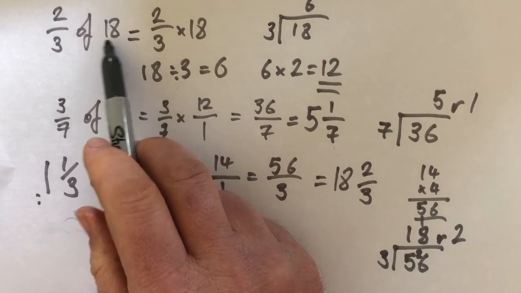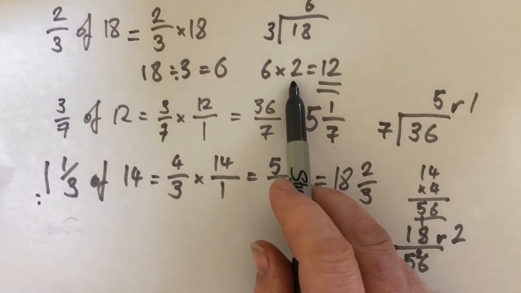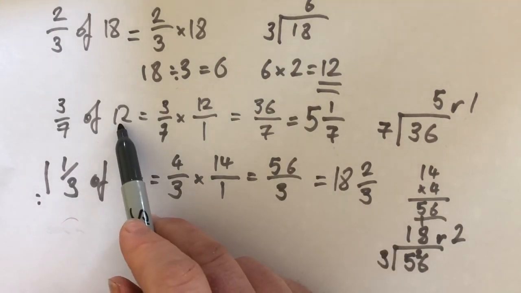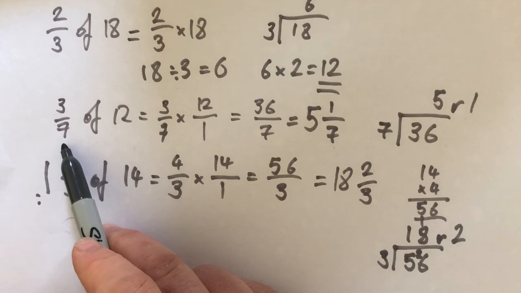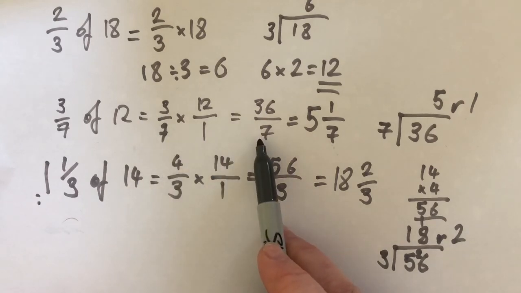Hopefully that's showed you how to multiply a fraction by an integer. When the integer can be divided by the denominator, just divide by the denominator, then multiply the answer by the numerator. But if the whole number cannot be divided by the denominator, then you must change the whole number into a fraction and then multiply them together as we have done before.